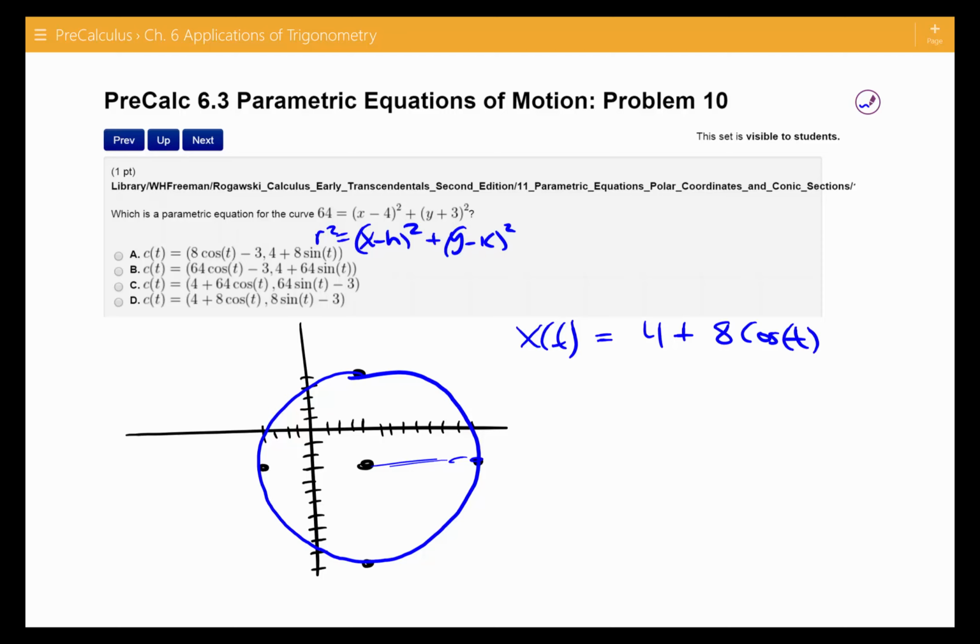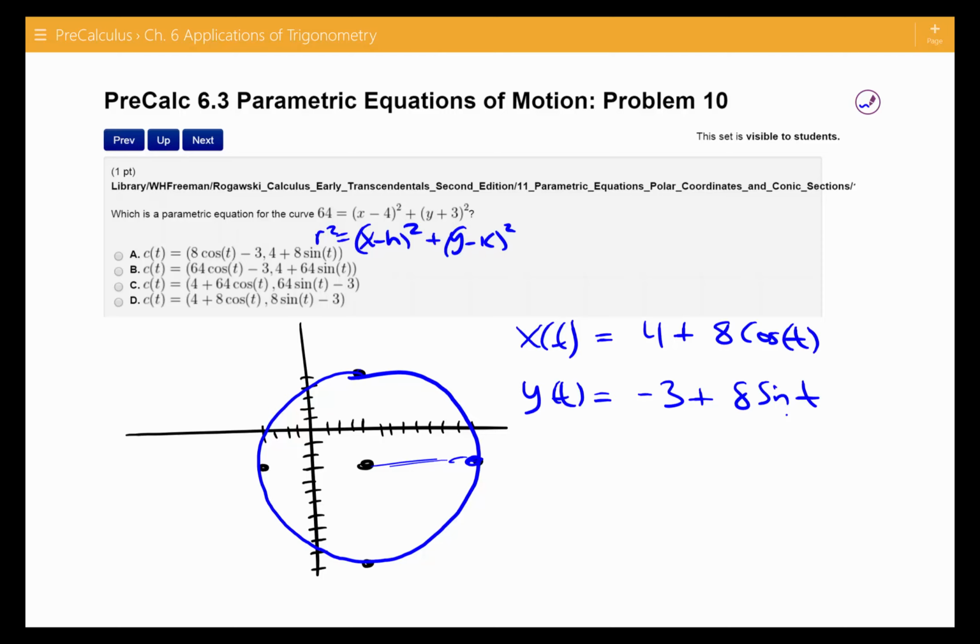And then for y of t, we know that's going to be the y coordinate negative 3, and we're going to add on 8 sine of t. We want this sine to start off like we did in the last problems at its middle value 0, so that when we add this, we get just negative 3, which is right there for the initial starting point for t.